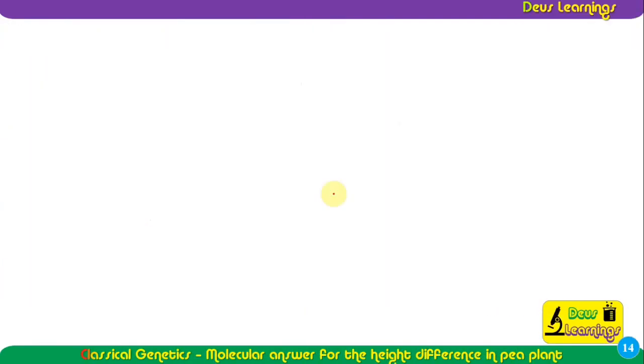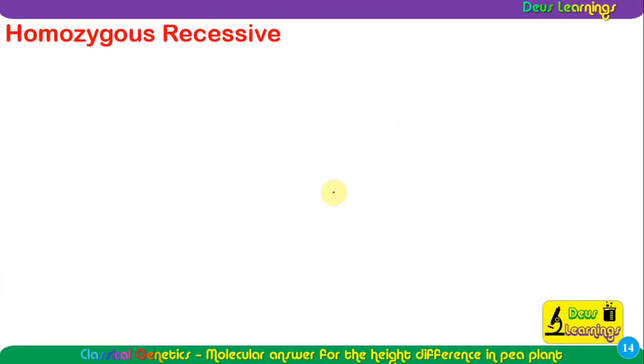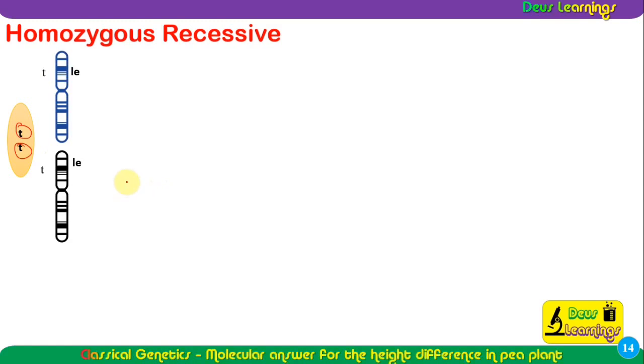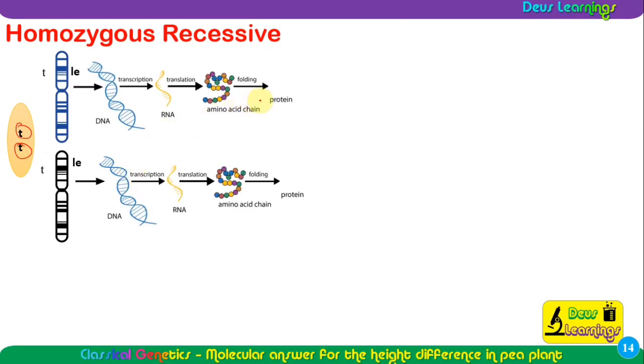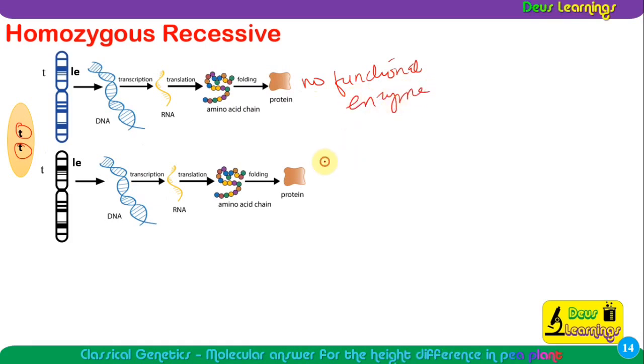Then let's see the homozygous recessive condition. What happens here? Both alleles are small t and small t, which means neither allele is going to make a functional enzyme. So there is no functional enzyme, here also no functional enzyme.